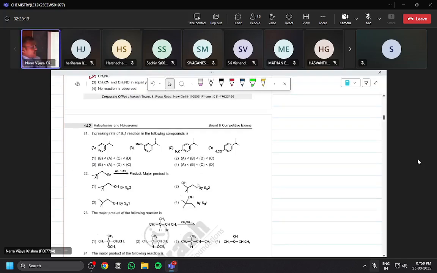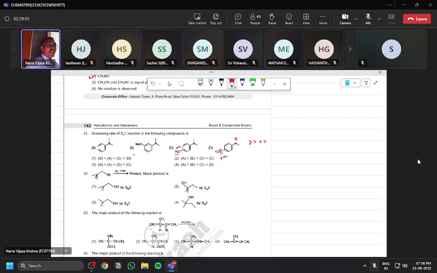Next one, increasing order of SN1. Right. SN1 means more stable carbocation. Where is the carbocation more stable? In all cases, you will get a benzyl carbocation. Here also iodine. What type of group is this? Plus M group. Here also plus M. Among methyl and O-methyl, this is the better plus M group because oxygen has a lone pair of electrons. So answer must be D greater than C greater than.